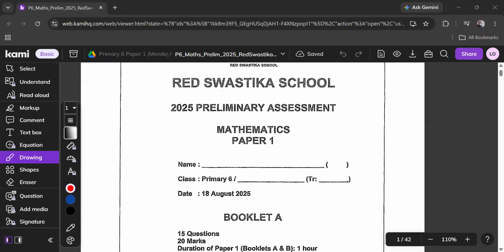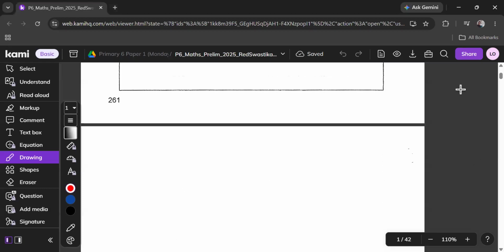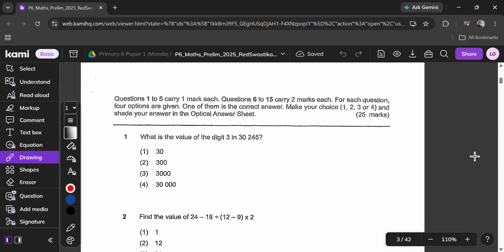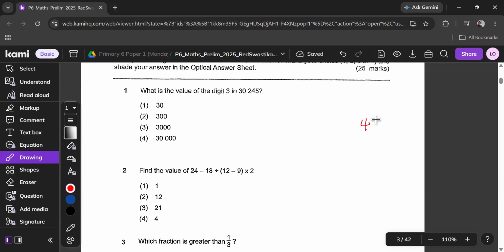This paper has a few difficult problems. Okay, question one. Let's look at question one. The answer will be number 4. So what is the value of the digit 3? So we revise the place value.